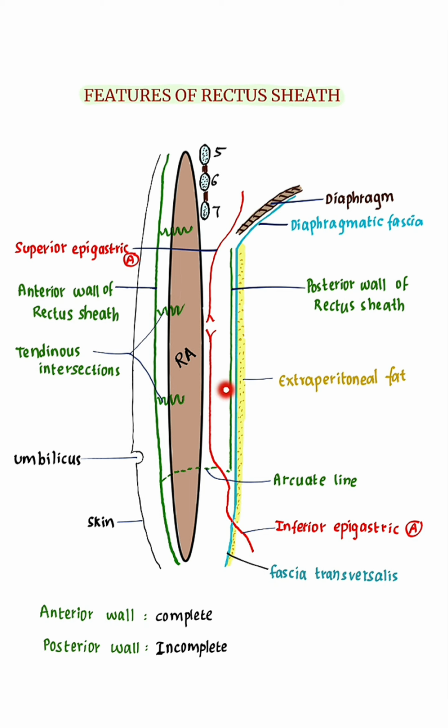Posterior wall is deficient above and below. Above, the muscle lies directly on the 5th, 6th, 7th costal cartilages. Below the arcuate line, the muscle lies directly on fascia transversalis and peritoneum.